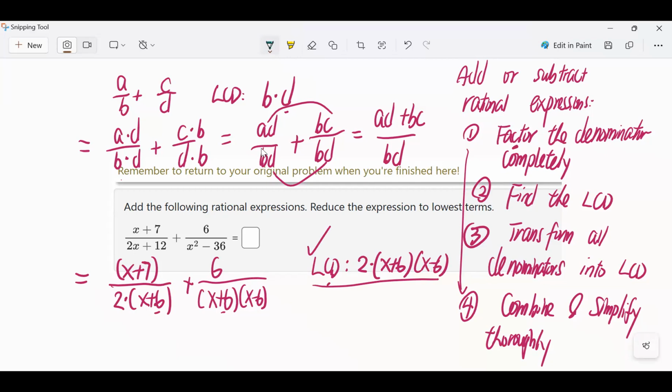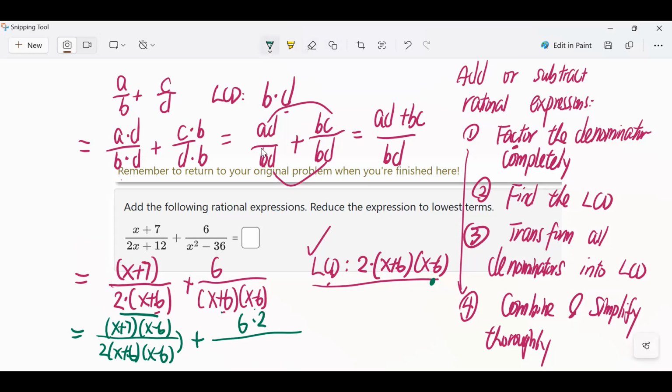So the key thing is to get a correct LCD and move forward. That's very, very important. Now you compare this to the LCD and it looks like this one is missing x minus 6. You multiply both top and bottom by that term, so x plus 7 on the top and x minus 6 on the bottom. And for the second one, the only thing missing compared to the LCD is 2. So just multiply both top and bottom by 2, so 6.